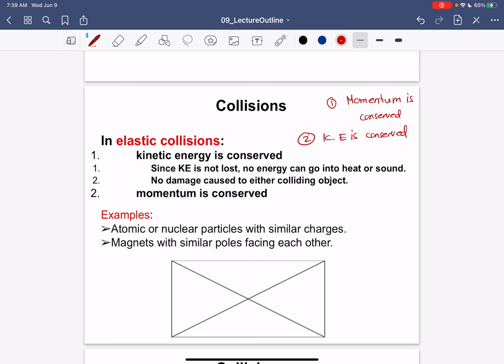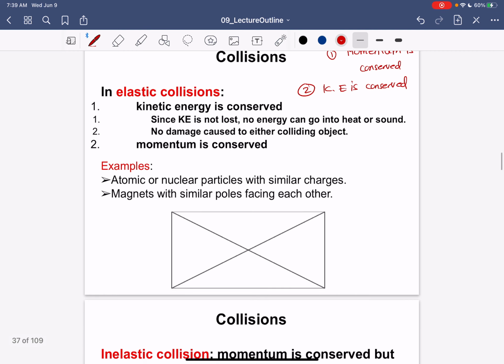Now, since kinetic energy is not lost, no energy can go into heat or sound, no damage is caused to either of the sliding objects, and of course, momentum is conserved. Examples here are atomic or nuclear particles with similar charges, and magnets with similar poles facing each other. We can also approximate pool balls as elastic. And another really important example is collisions in an ideal gas, which we consider elastic collisions.